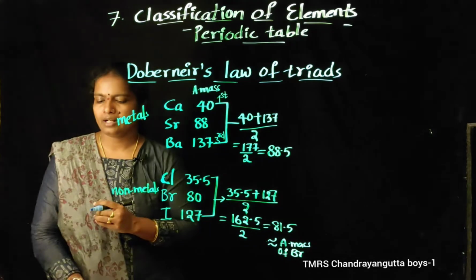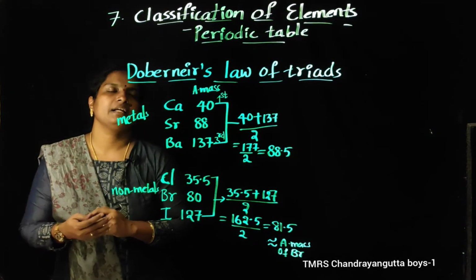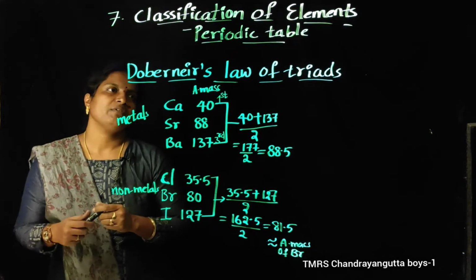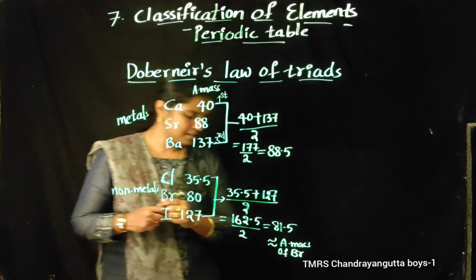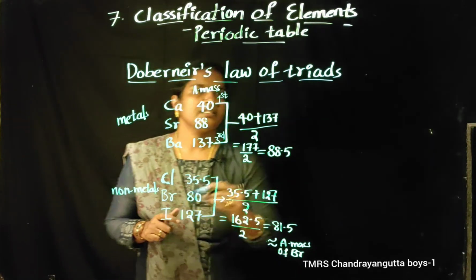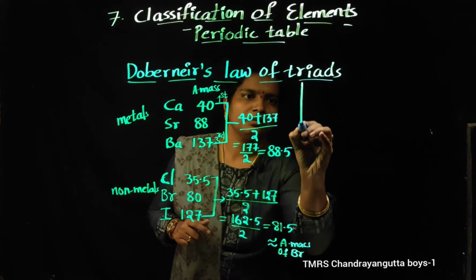In this way, he could observe the elements, and he gave one statement. That statement is the law of triads. What is the law of triads? We will see.